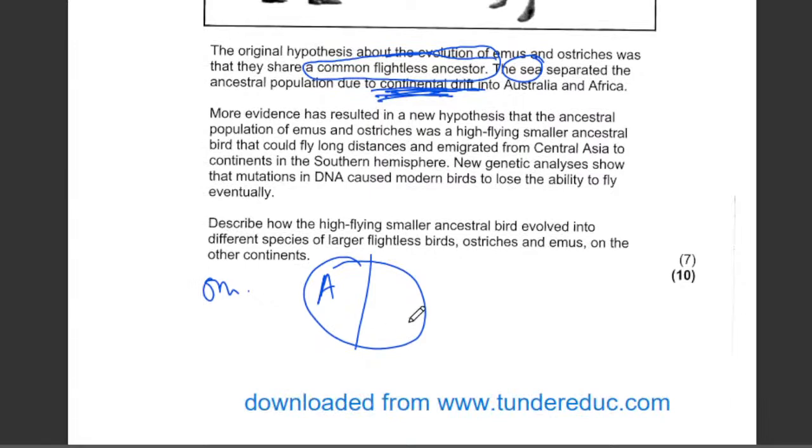These birds cannot interbreed when they mix. They cannot interbreed to produce fertile offspring. Therefore, this resulted in large flightless birds, ostrich and emus.